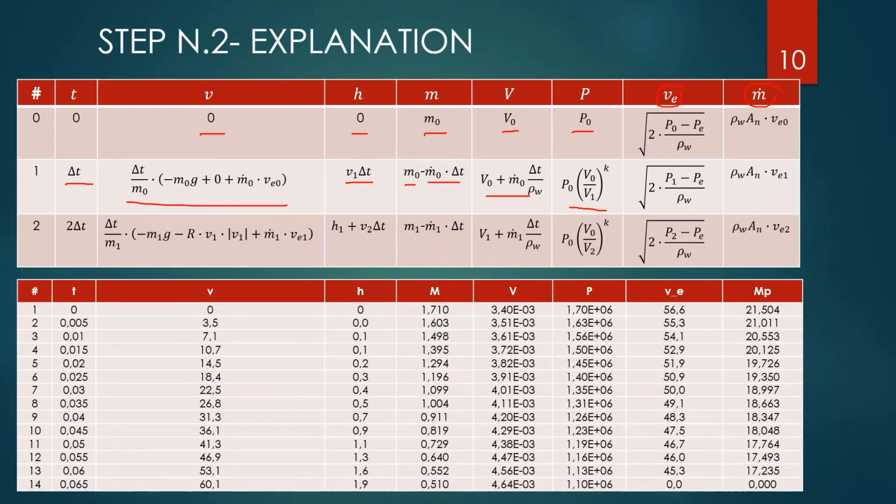Important is to remember that the condition when the mass lost from the rocket equals the water mass, then the mass flow must be put to 0, and the VE is also 0, so it means there is no thrust any longer.